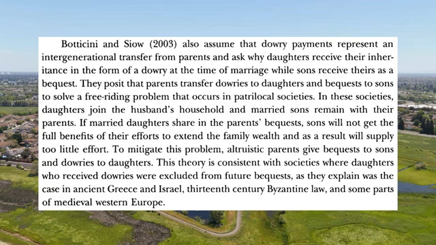In these societies, daughters join the husband's household and married sons remain with their parents. If married daughters share in the parents' bequests, sons will not get the full benefits of their efforts to extend the family wealth, and as a result will supply too little effort. To mitigate this problem, altruistic parents give bequests to sons and dowries to daughters. This theory is consistent with societies where daughters who received dowries were excluded from future bequests, as they explained was the case in ancient Greece and Israel, 13th century Byzantine law, and some parts of medieval Western Europe.